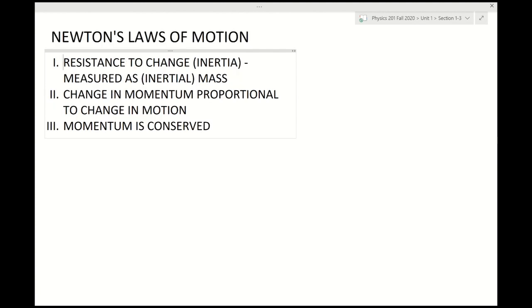Now, when I refer to the Newton's laws of motion basics, these are the kinds of things that I'm talking about. They're just the very, very surface level. We'll get into it more in the second unit, but the very surface level of Newton's laws of motion. First, that the resistance to change that we refer to as inertia is measured as inertial mass. The change in momentum is proportional to a change in motion, and momentum is conserved.